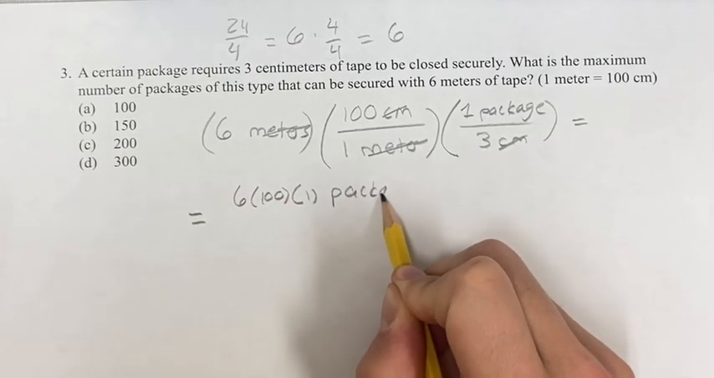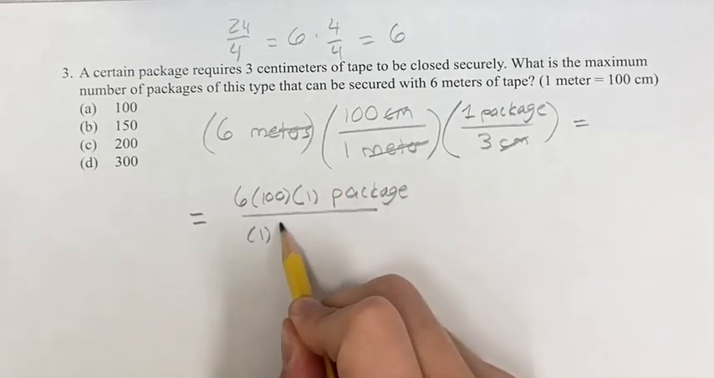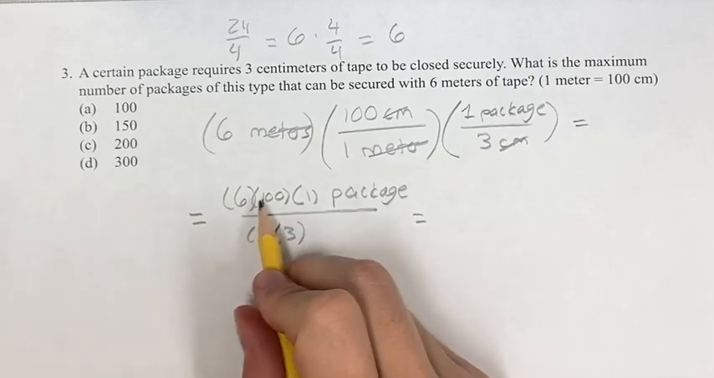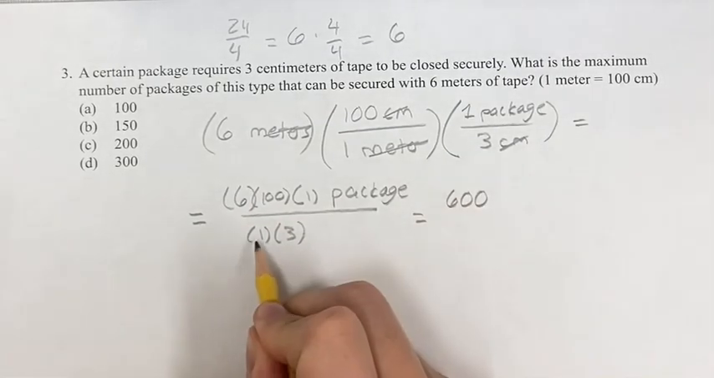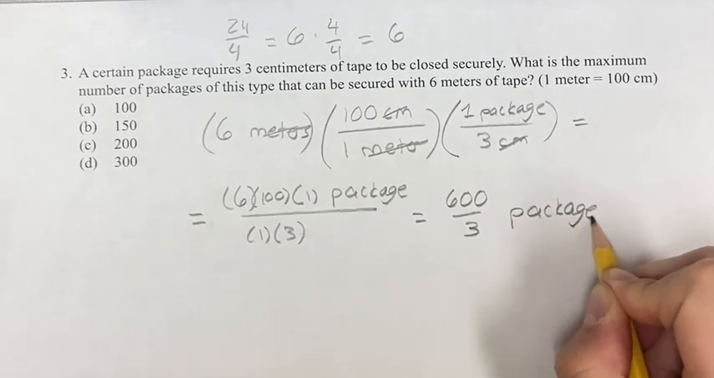package over 1 times 3. So this is 6 times 100 is 600, times 1 is 600, 1 times 3 is 3, so 600 over 3 packages.